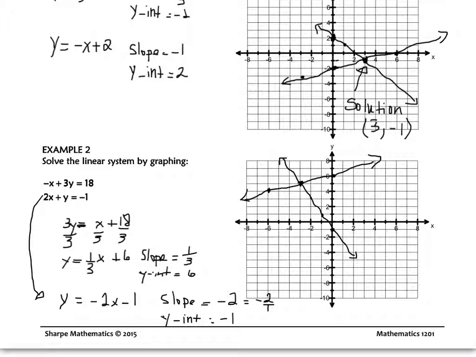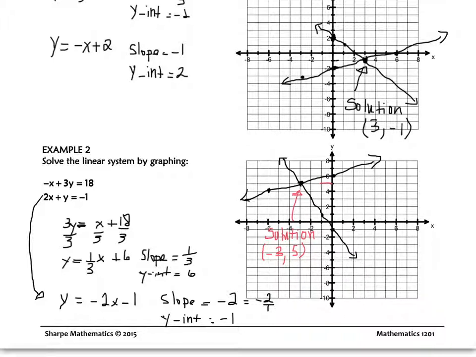So your solution, I'm just going to use a different color there, the solution would be the ordered pair, x coordinate is negative 3 and the y coordinate is positive 5.